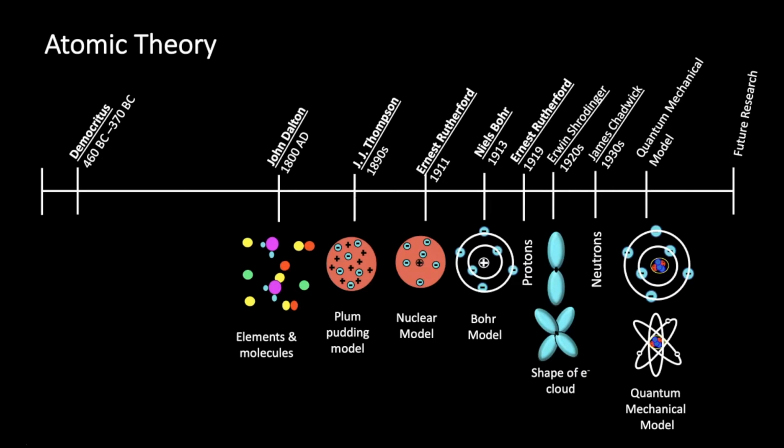In today's lesson, we're going to talk about atomic theory and the atom. The atom is the smallest part of matter. All matter is made up of atoms. And because we cannot see atoms, we use models to teach and learn about them.